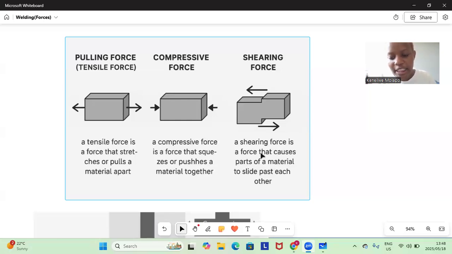A shearing force is a force that causes parts of a material to slide past each other. You have two objects on a surface, one at the bottom and the other at the top. The one at the top is sliding down and the one at the bottom is being pulled up. So those two objects are going past each other in opposite directions. That's a shearing force.